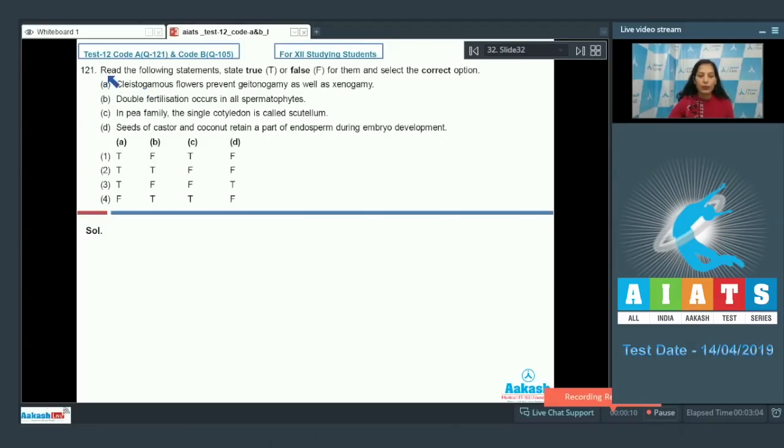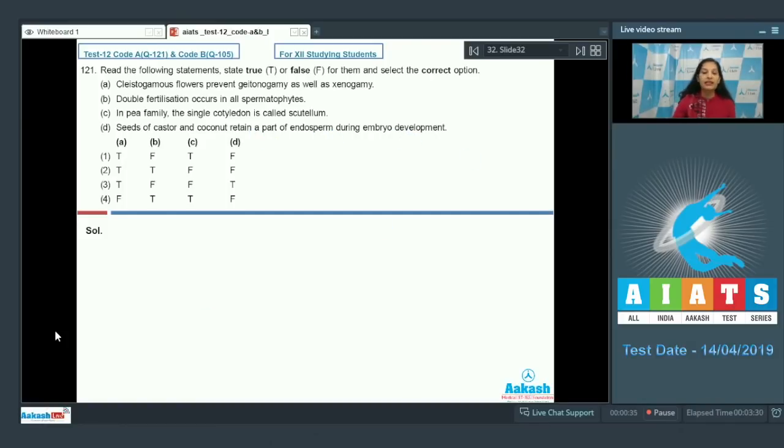Question number 121. Read the following statements, state true or false for them and select the correct option. A. Clistogamous flowers prevent geitonogamy as well as xenogamy. B. Double fertilization occurs in all spermatophytes. C. In pea family, the single cotyledon is called scutellum. D. Seeds of castor and coconut retain a part of endosperm during embryo development.